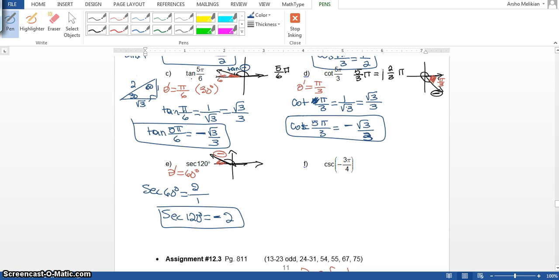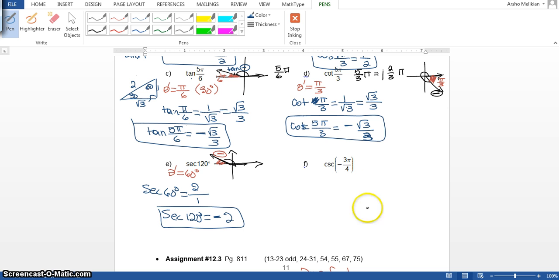120 degrees. Remember to put the degrees all the time. Why did you get negative 2? Do you know how we got 2? We got negative 2 because we had determined that cosine is negative there.